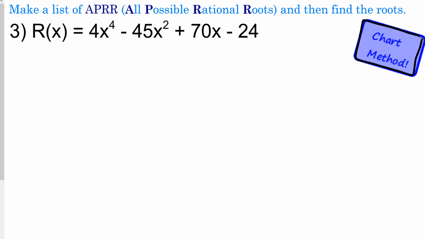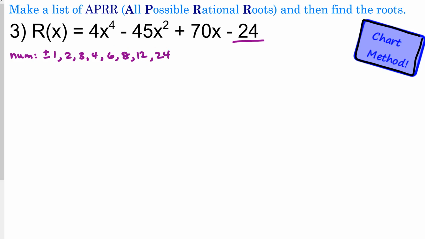So we're going to start the same way as we did on numbers 1 and 2, which is to make our list of numerators. So these would be the factors of the constant. So plus or minus 1, 2, 3, 4, 6, 8, 12, and 24.